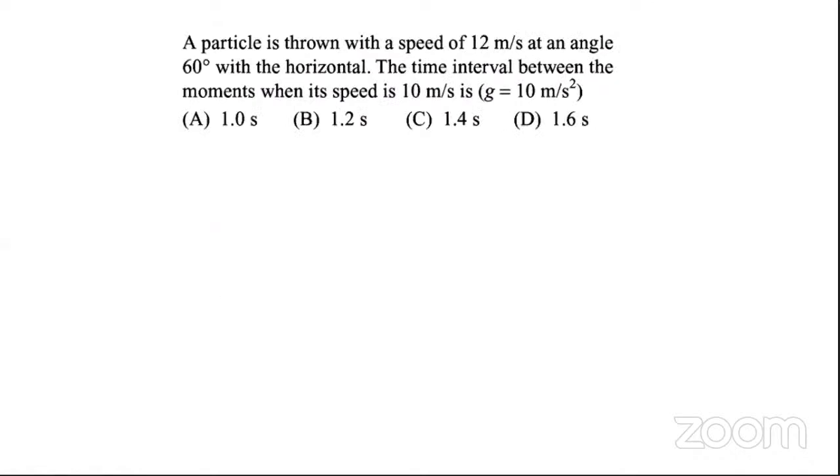A particle is thrown with a speed of 12 meters per second at an angle 60 degree with the horizontal. The time interval between the moments when its speed is 10 meters per second is. This is also a good question. You have 3 minutes to solve this one.